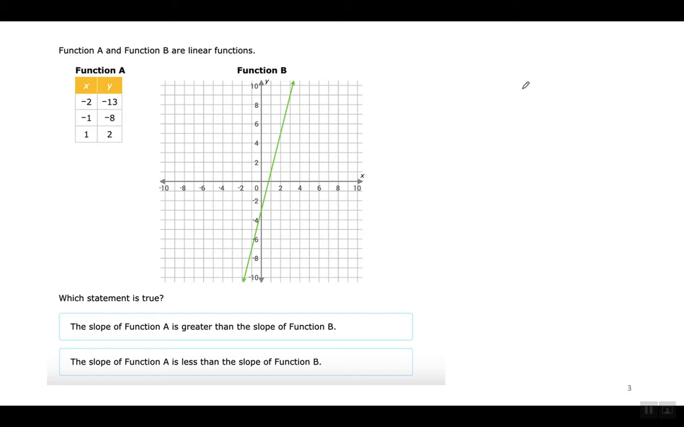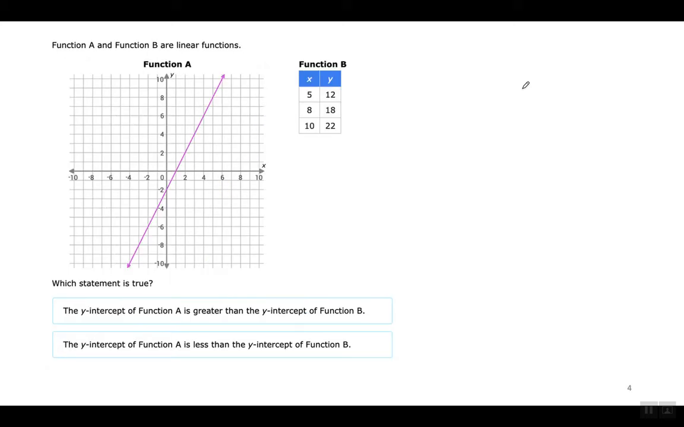All right. So the next example. This one's talking about the y-intercept. So we've got to compare the y-intercept.